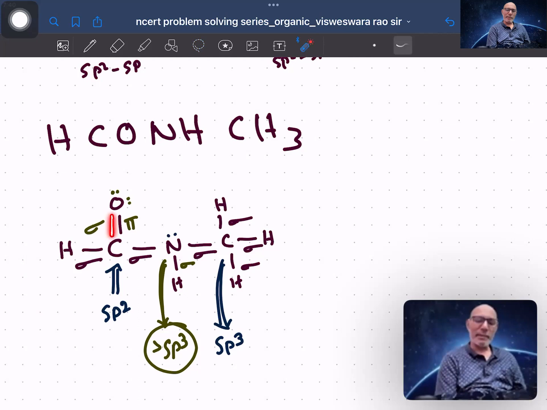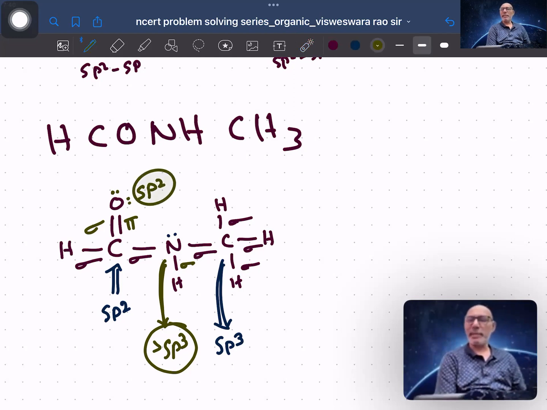You can do it the same way. It is forming one sigma bond, and to form one sigma bond it needs one hybrid orbital. To accommodate lone pairs also, it needs hybrid orbitals. So this oxygen needs 3 hybrid orbitals, which means it is undergoing sp2 hybridization. I don't think anybody asks you that one, but if you want the hybridization way, you can take sp2 for oxygen. So obviously the sigma bond is formed by overlapping of sp2 and sp2.